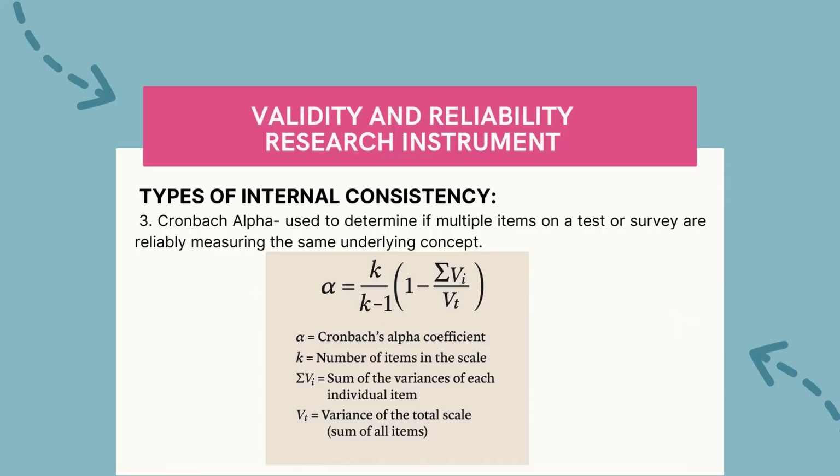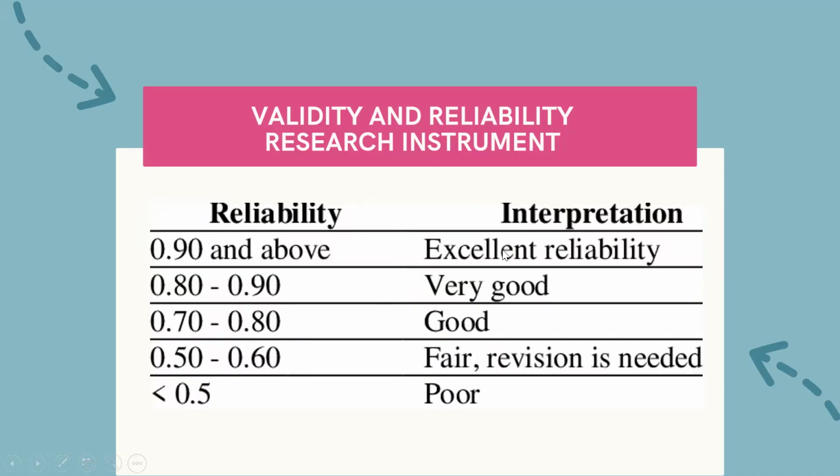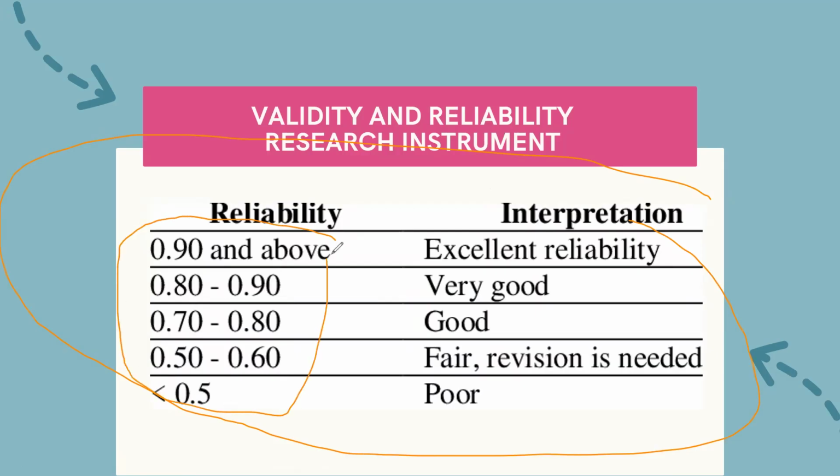Does your instrument measure the same underlying concept? So you will use this Cronbach alpha. Again, I will just emphasize, we will use Cronbach alpha in determining the reliability of our questionnaire, aside from conducting a test of validity. Aside from the test of validity, we also use a reliability test using Cronbach alpha. And to continue, this is a table in order to measure reliability of a certain instrument. So this is the range of values, and here is our interpretation.